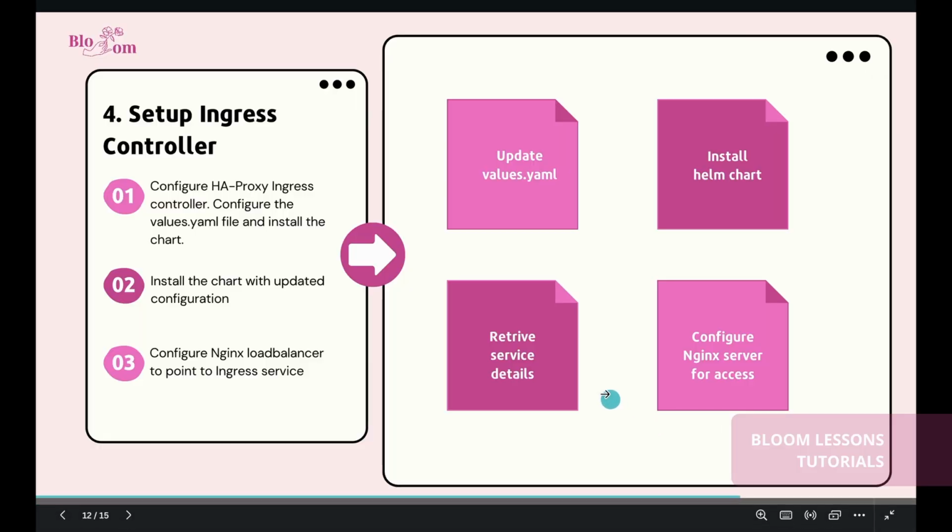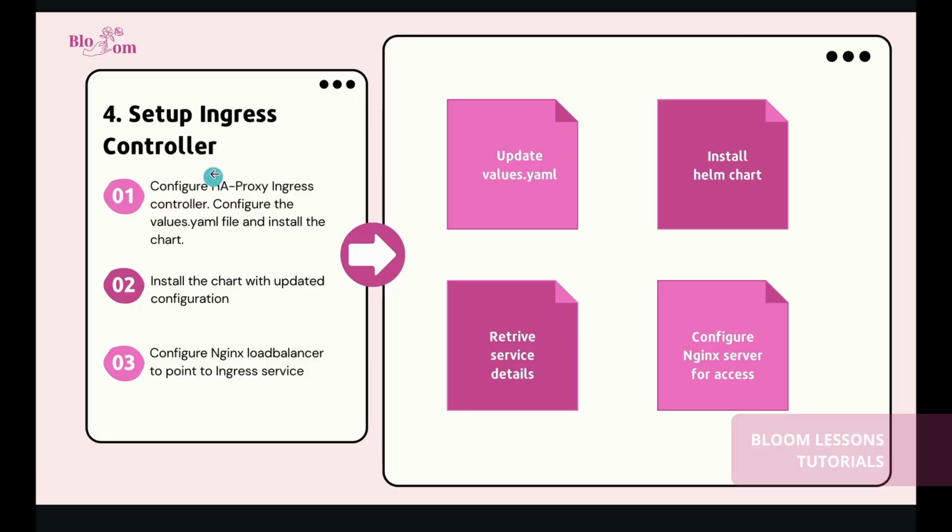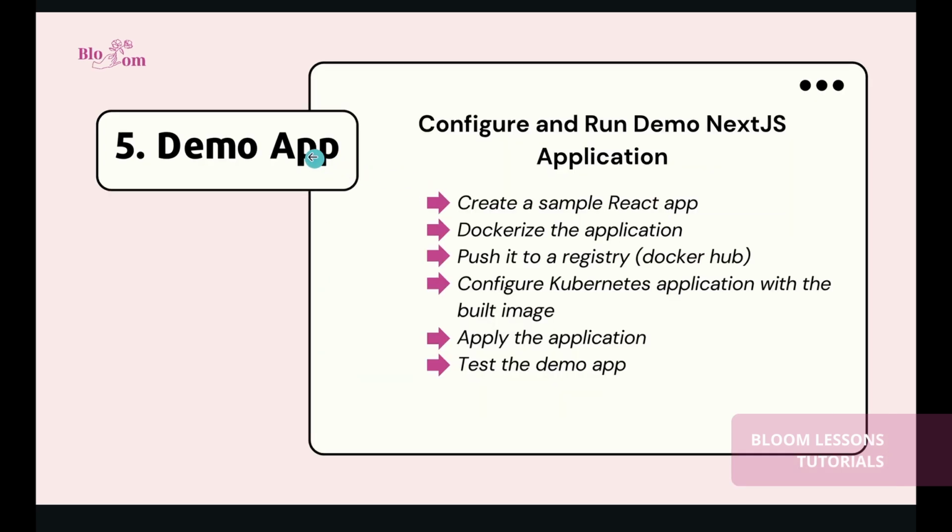Now we are almost at the end of our setup. In this setup, we installed our HA-Proxy Ingress controller from a Helm chart, and then we configured our Nginx server to access the correct node port on the worker nodes. Then we installed a demo application. So we created a Next.js application that I've already dockerized for you. The first 3 steps were already done, so you do not need to dockerize the application yourself.